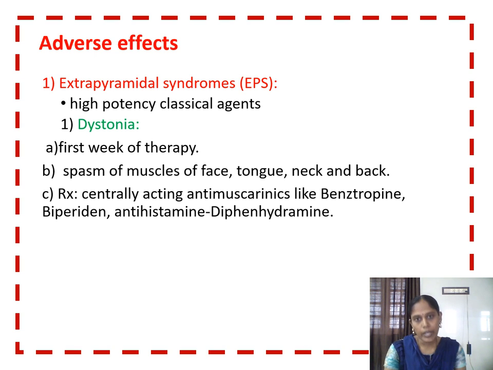include extrapyramidal syndromes, as we have already discussed. So, what are the extrapyramidal symptoms? They include dystonias, akathisias, right? Neuroleptic malignant syndrome, tardive dyskinesias, Parkinsonism. So, these are the extrapyramidal symptoms, which are seen mainly with high potency typical agents, conventional agents.